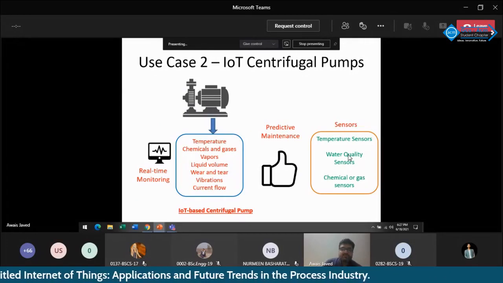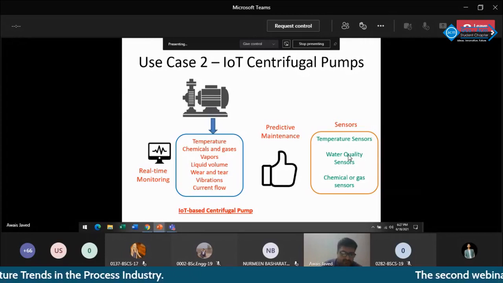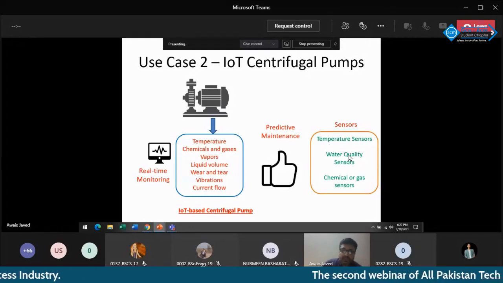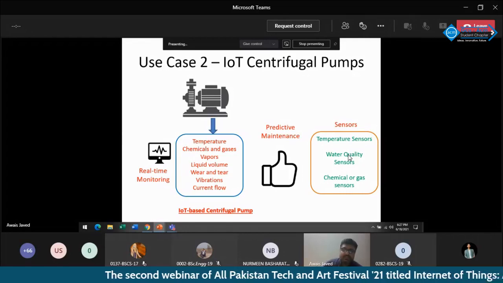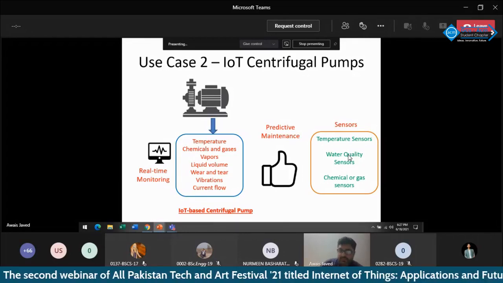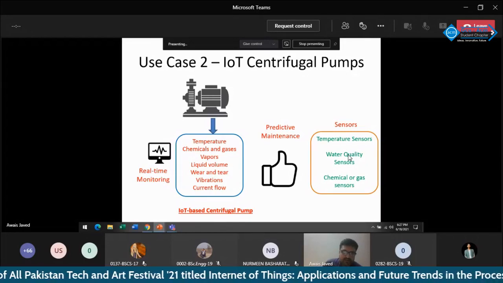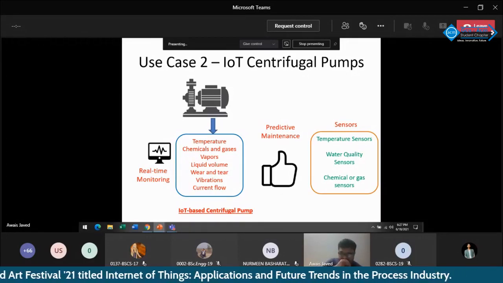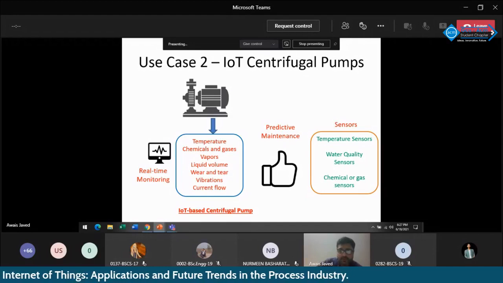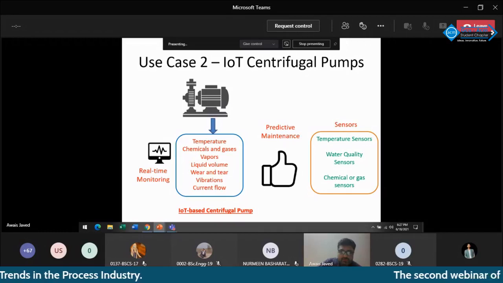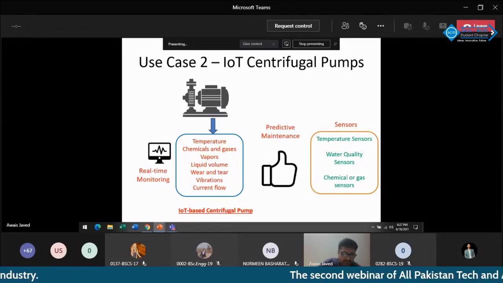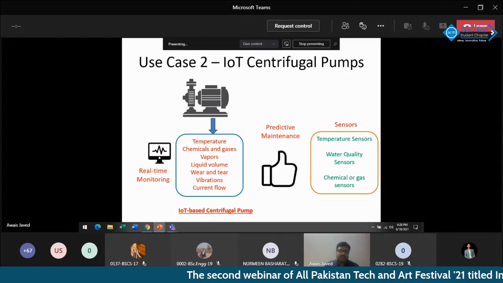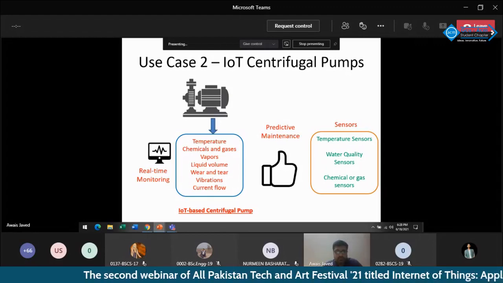So this is another example of the use of IoT in the process industry: an IoT-based centrifugal pump. A centrifugal pump is basically a device that converts mechanical energy into hydraulic energy. It uses the centrifugal force on the fluids, and these pumps are very popular in the process industry because they are easy to deploy and easy to install. They have wide applications in the agriculture industry, the petrochemical industry, and the power industry.